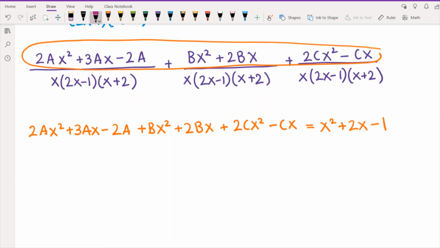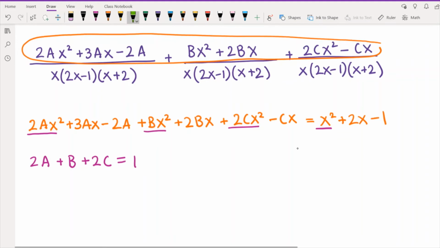So let's look at where the x squared comes from. That x squared term comes from adding up 2Ax squared plus Bx squared plus 2Cx squared. So altogether, those 3 things have to add up to give you x squared. And so that means that 2A plus B plus 2C, together, must add up to 1, right? Because that's the coefficient of x squared.